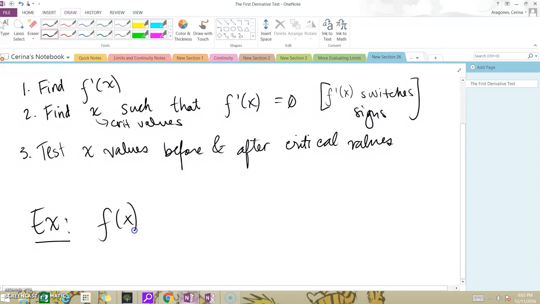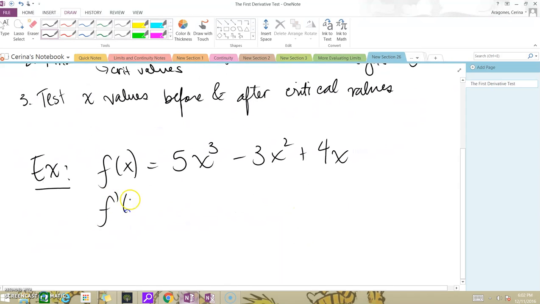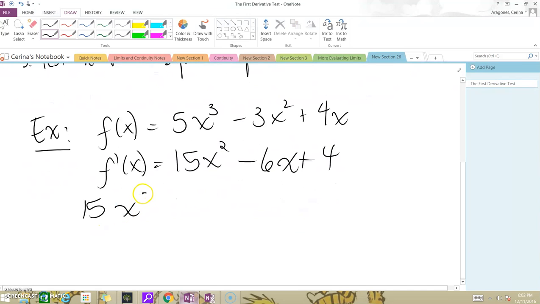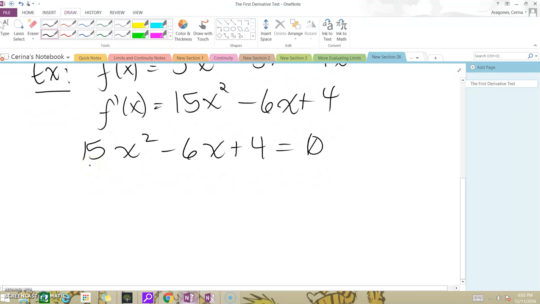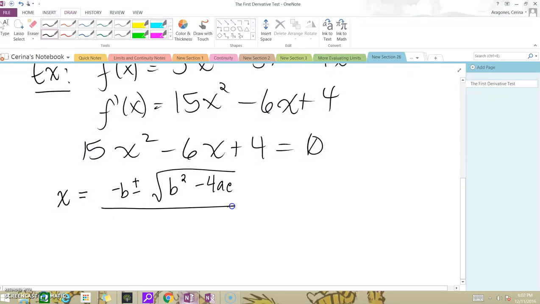Let's do f of x equals 5x cubed minus 3x squared plus 4x. Okay, let's find our derivative, which is 15x squared minus 6x plus 4. We set it equal to 0 because that's when our derivative potentially switches sign. So we can use the quadratic formula to solve for the x's here. So remember, your zeros are negative b plus or minus the square root of b squared minus 4ac, all over 2a.